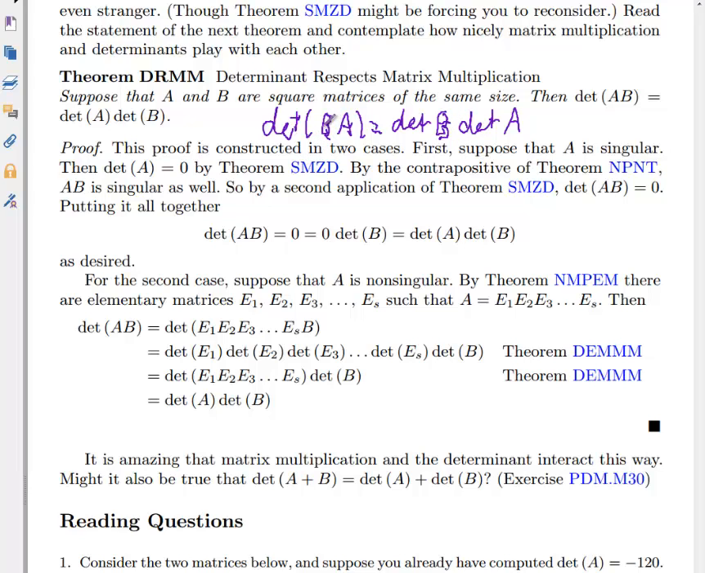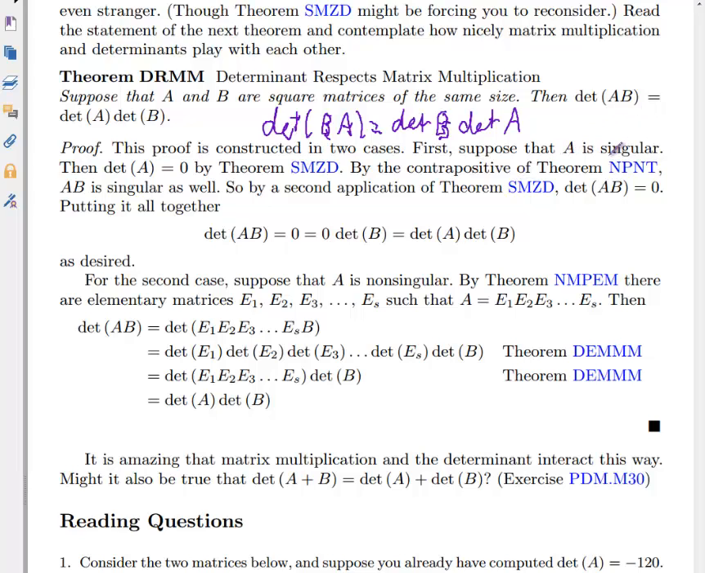Okay. All right, so there are two cases to proving this. One is that A is singular. If A is singular, then we know that the determinant of A is 0, and we also know that AB is singular. So if A is singular, then the right-hand side is 0 and the left-hand side is 0. Okay, so no problem.